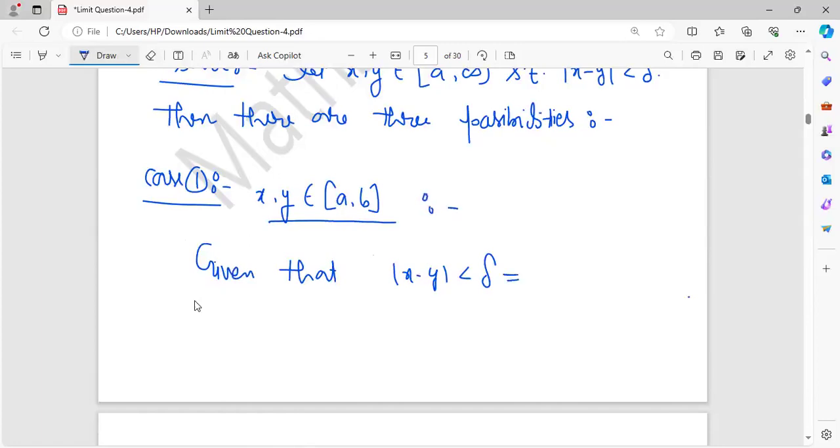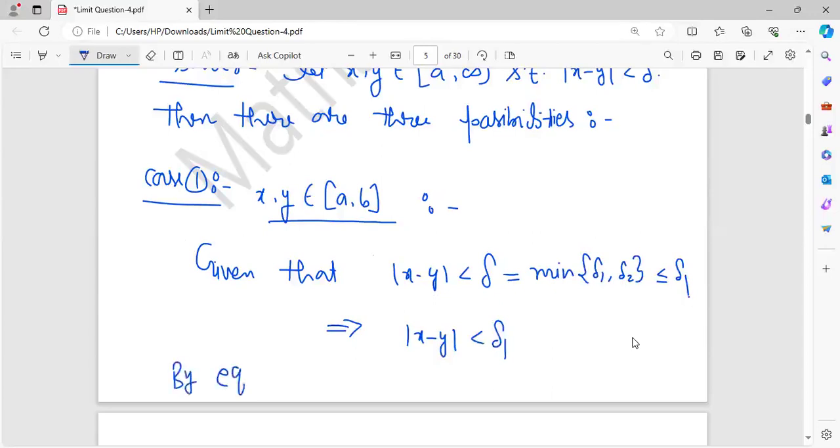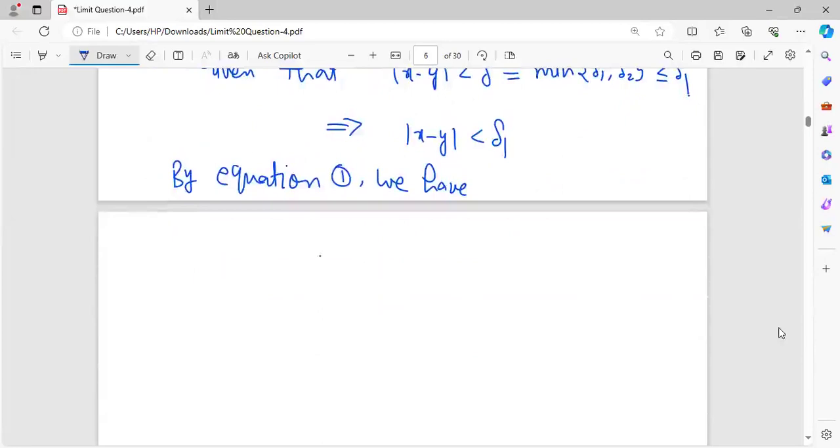Given that |x−y| is less than delta, where delta is the minimum of delta 1 and delta 2, this is less than or equal to delta 1. So this implies the difference of x and y is less than delta 1. So by equation 1, because the difference is less than delta 1, we have |f(x) − f(y)| less than epsilon.